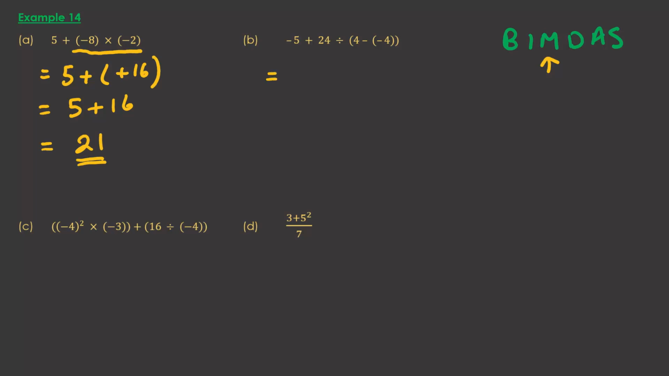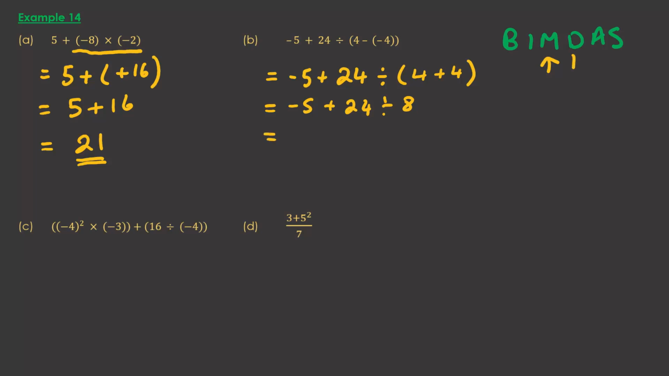Now with the next one, I've got brackets. So in the brackets, I've got 4 take away -4. So everything else I'm just going to write down. And we'll sort the brackets out. 4 take away -4, of course, becomes 4 plus 4 with the adjacent signs.